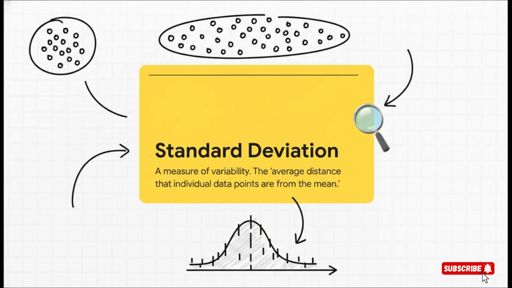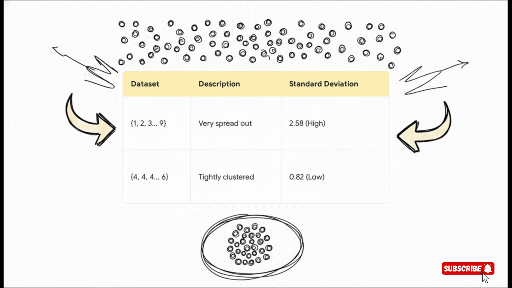To really capture this idea of spread, we need a new tool, and that tool is called the standard deviation. It's simply a measure of how spread out the numbers are. The easiest way to think about it is it's kind of like the average distance that any one number is from the mean. So a small number means everything is clustered together, and a big number means it's all spread out. Now let's look at our two data sets again, but this time with our new tool.